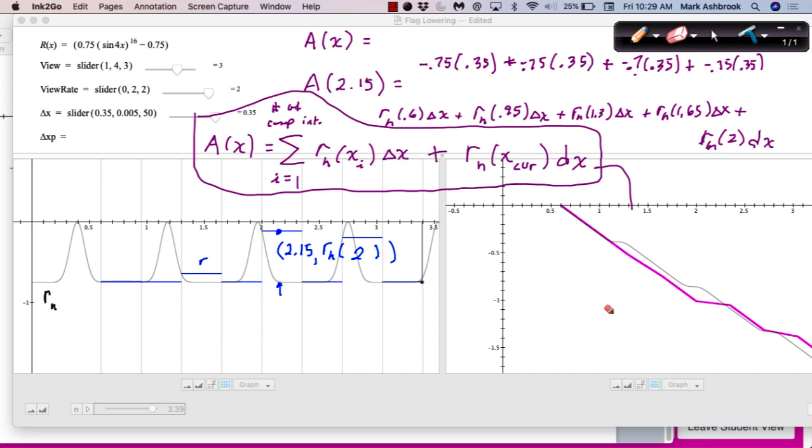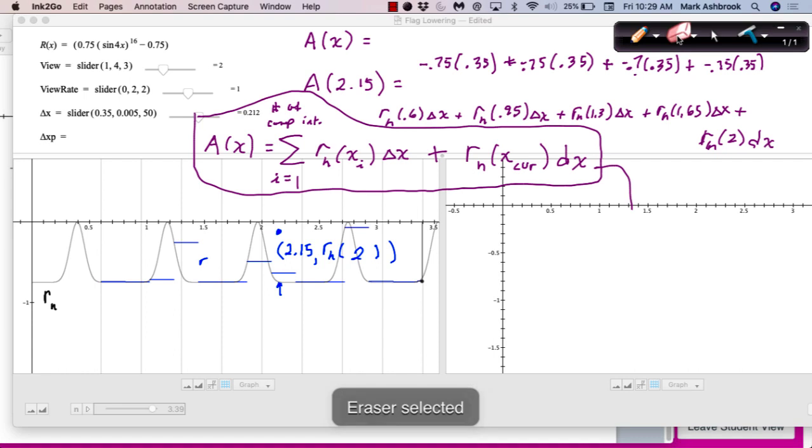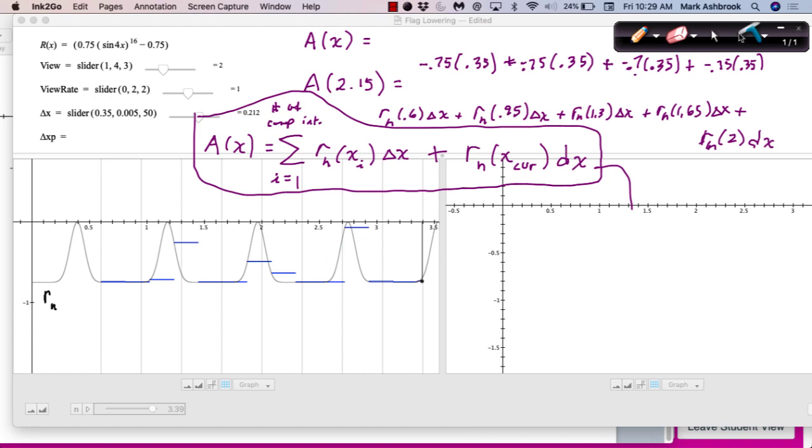If I made, go ahead, yeah. If you made smaller delta x intervals, what would happen to the rate function? The rate function would be more accurate. And if the rate function is more accurate, then, watch, here's a shorter delta x interval. And it made a new left-hand version of the rate function. And here's, make it even smaller.